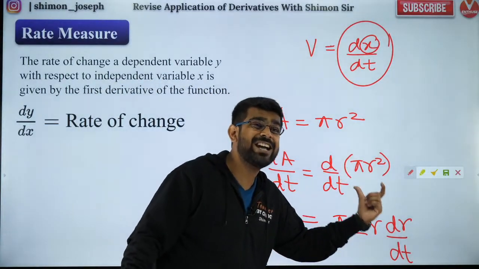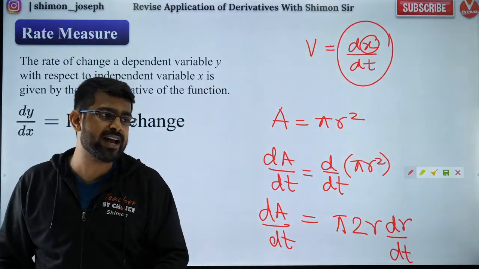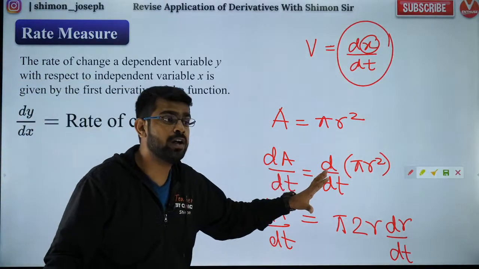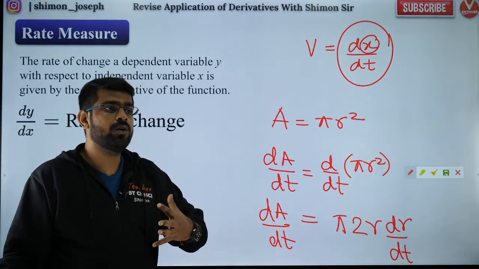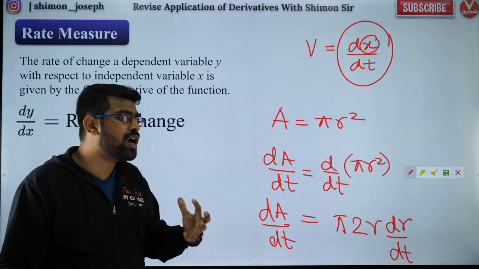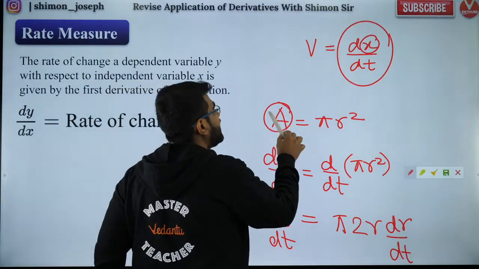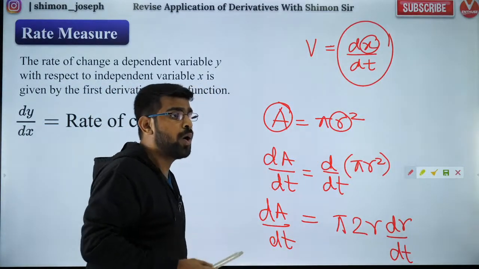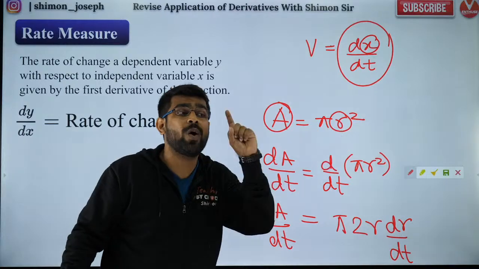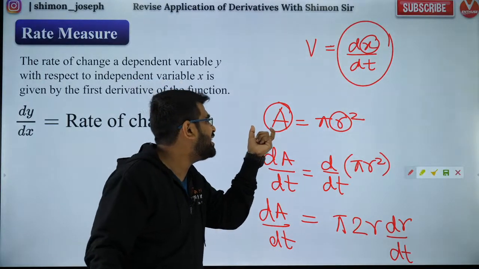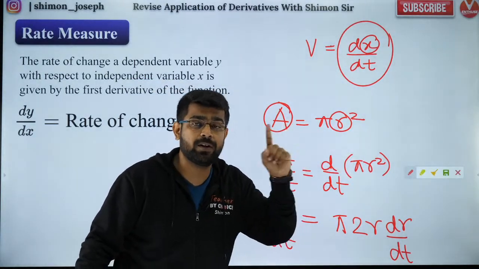It is 2 pi r dr by dt, my dear. Okay. So this was a very easy one. Why was it easy? Because guys, my area is dependent only on r. So my area is dependent on one variable.